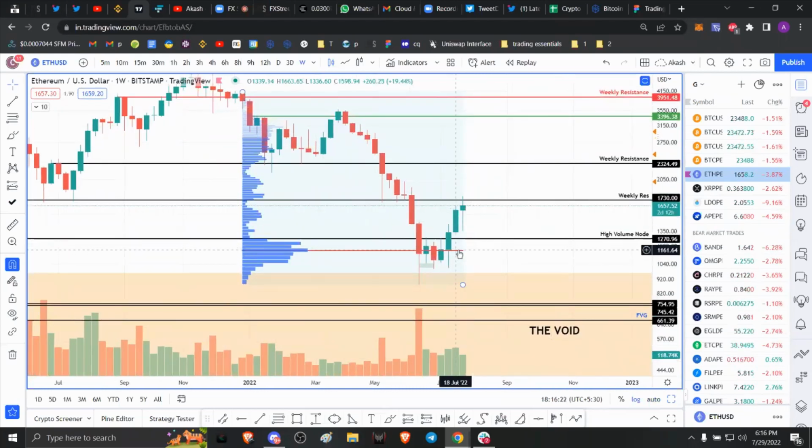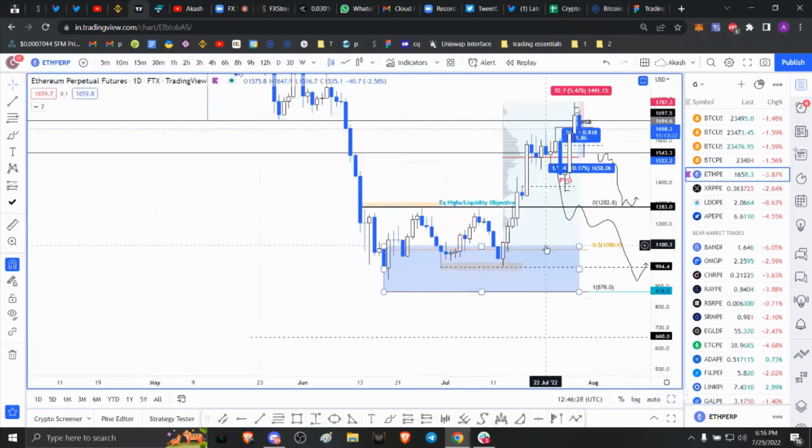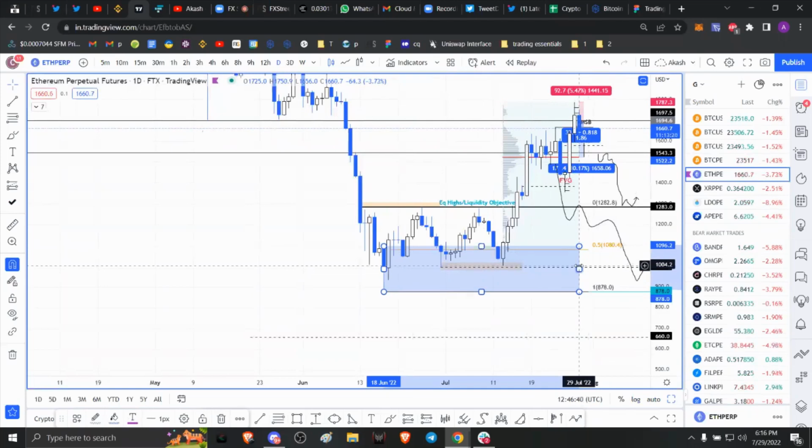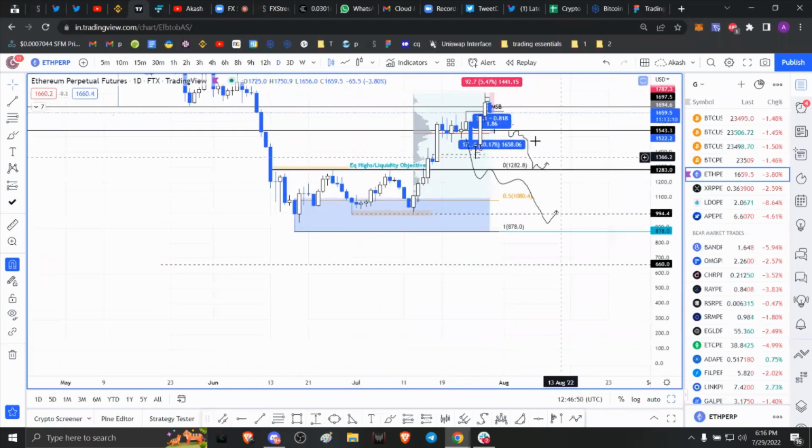Now you can look at the volume point of control level here. It is around 1161, which coincides with the demand zone's upper limit at roughly 1100, right? So 1100 is going to be the most important level, a significant, make-or-break level. If we get a weekly candlestick close below 1100, you can see that as the first sign of weakness among buyers. And that would basically add more credence to my thesis, where I'm expecting Ethereum price to go a lot lower, right?